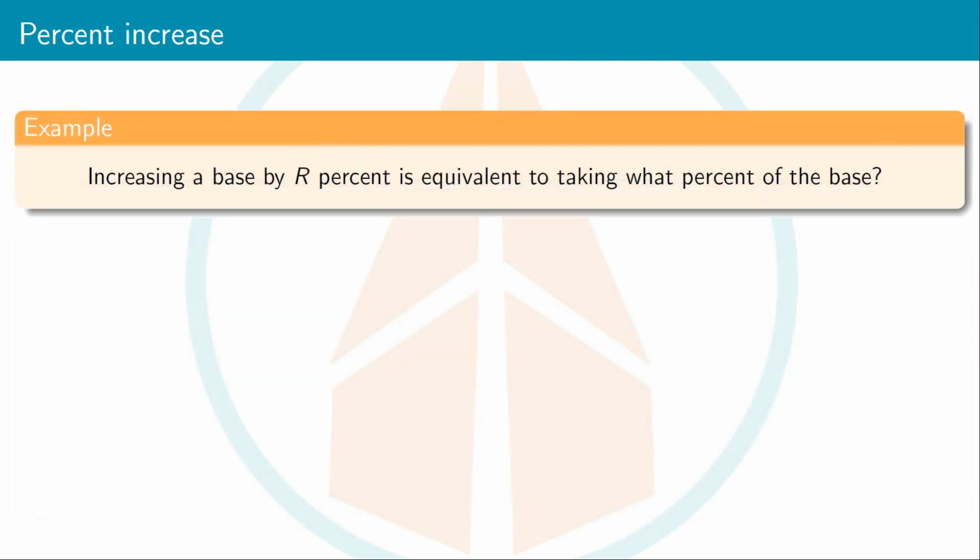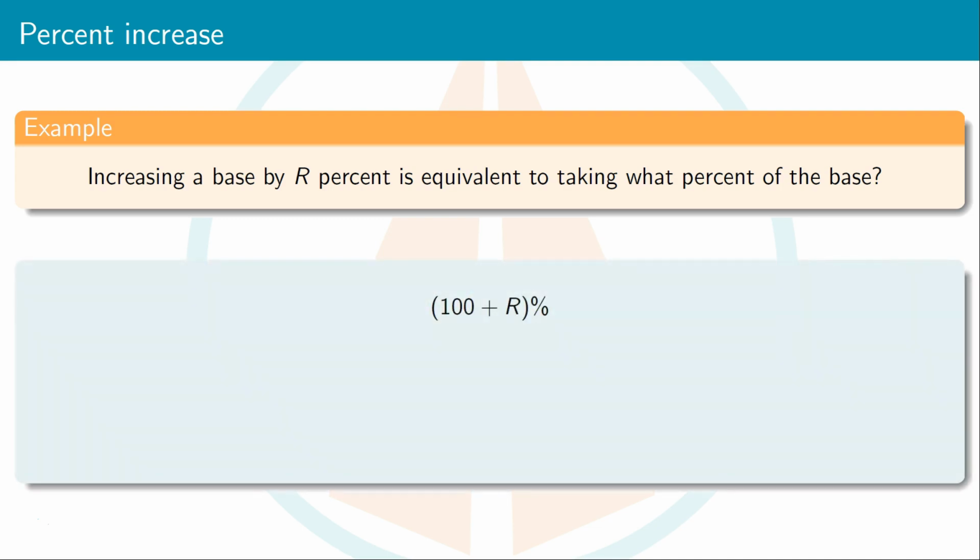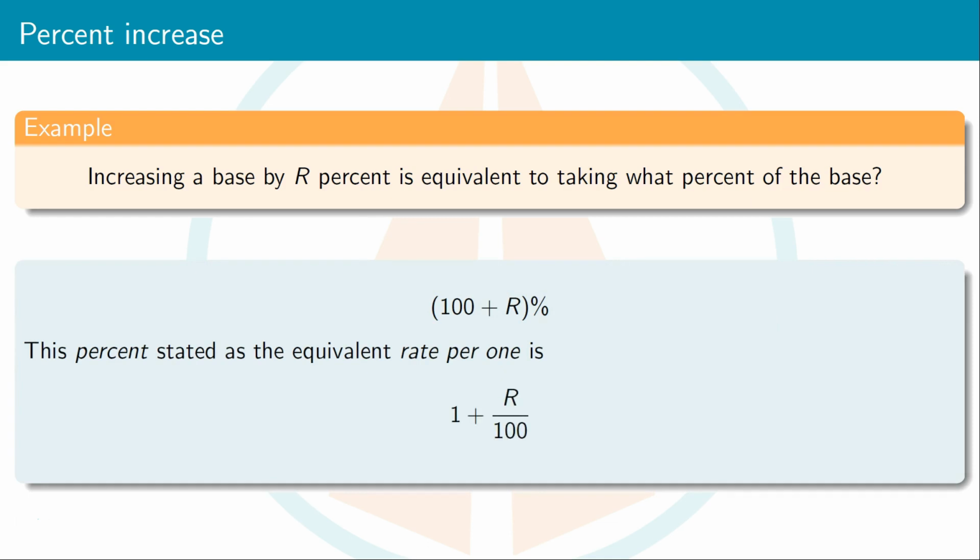This time we'll answer a general question. Increasing a base by R% is equivalent to taking what percent of the base? The answer is 100 plus R%. This percent stated as the equivalent rate per 1 would be 1 plus the rate per 1. In this case, the rate per 1 is R divided by 100.